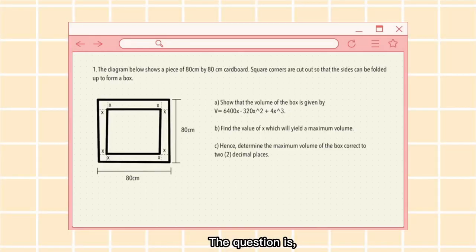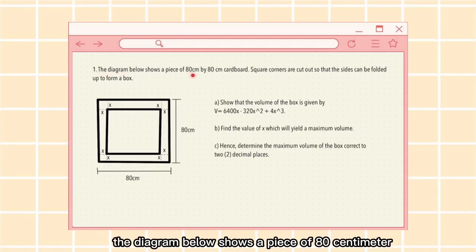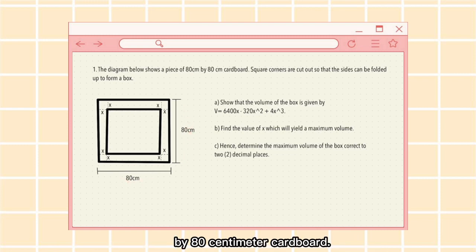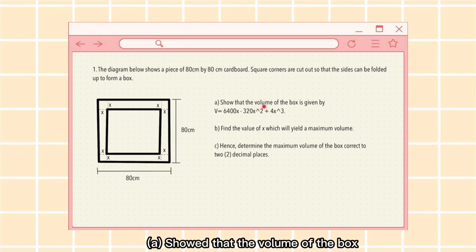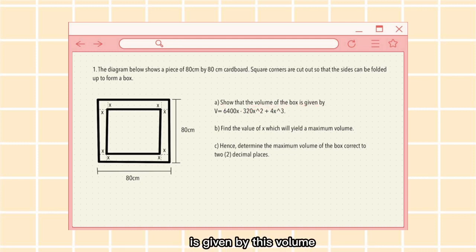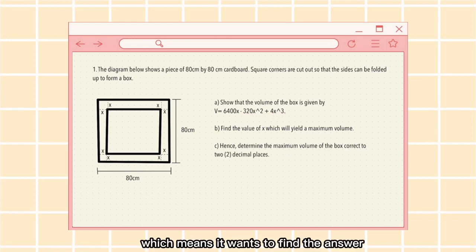The question is, the diagram below shows a piece of 80 cm by 80 cm cardboard. These 4 square corners are cut out so that the sides can be folded up to form a box. A. Show that the volume of the box is given by this volume, which means it wants us to find the answer that proves this volume is true.